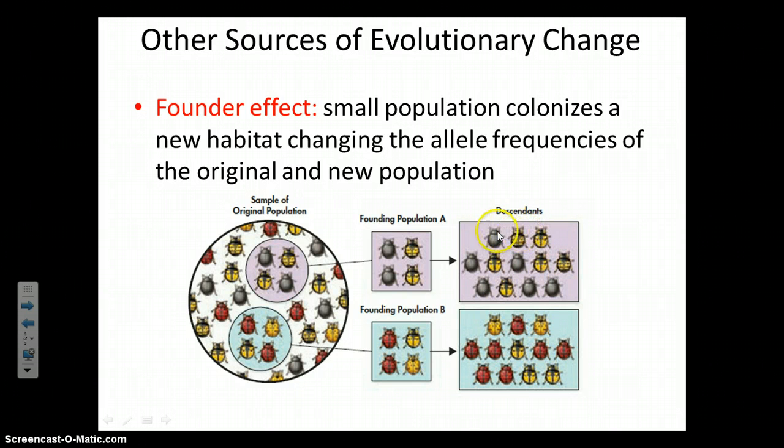So if we compare our old population with our new population, we can see a difference in allele frequency. This population had red alleles, and this population had no red alleles. And this is just showing two examples of the same thing happening. One small population gets blown over to one island, and a second small population gets blown over to another island. And so you can see these two populations are very different after they've colonized this new habitat.